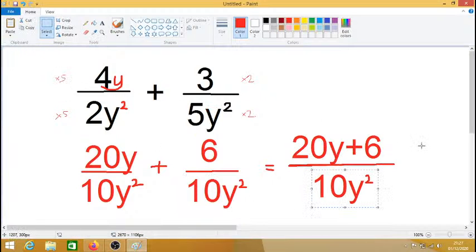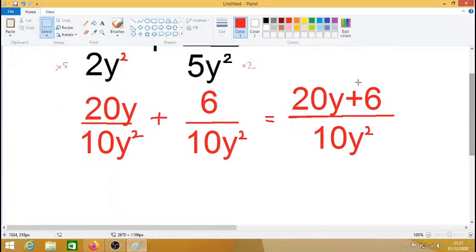And now you just want to see if you can simplify like we did right at the beginning. So here 20y add 6 over 10y squared. Try to spot, is there anything that I can divide through by? Try to spot if they're all even numbers. That's normally a good one to spot. So you see 20, the 6, the 10, they're all even numbers. So that means I can divide every one of them by 2.